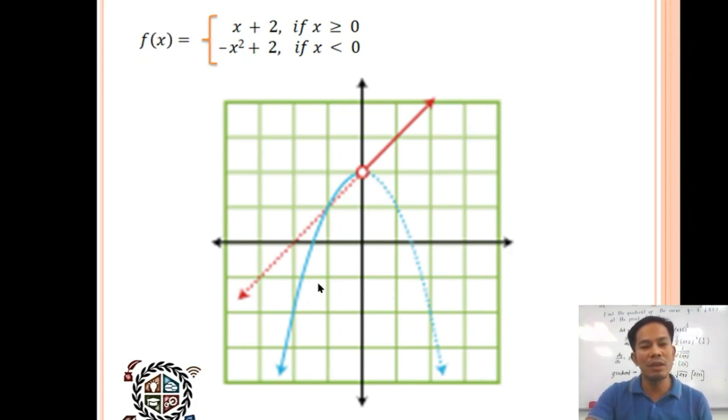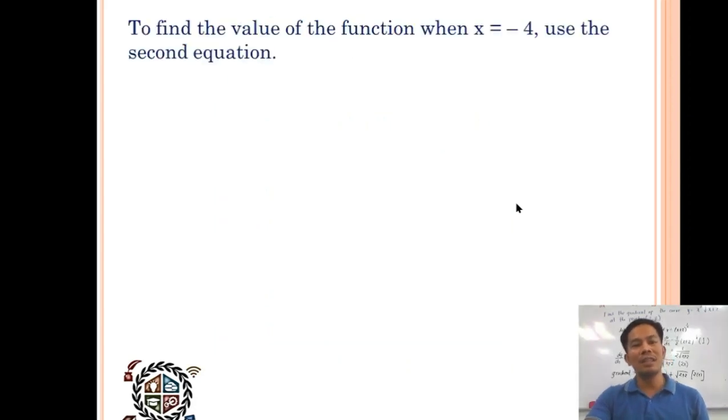Okay? So what you can do is to graph the whole thing also. After that, erase whatever is the excess. Okay? Kasi ang sabi niya, yung x plus 2, hindi daw pwedeng magkaroon ng excess dun sa negative values. Okay? At yung second graph mo, hindi naman pwede dun sa bandang kanan. Dito. So, eto buburahin mo, eto buburahin mo. Okay? Next. To find the value of the function when x is equal to negative 4, use the second equation.